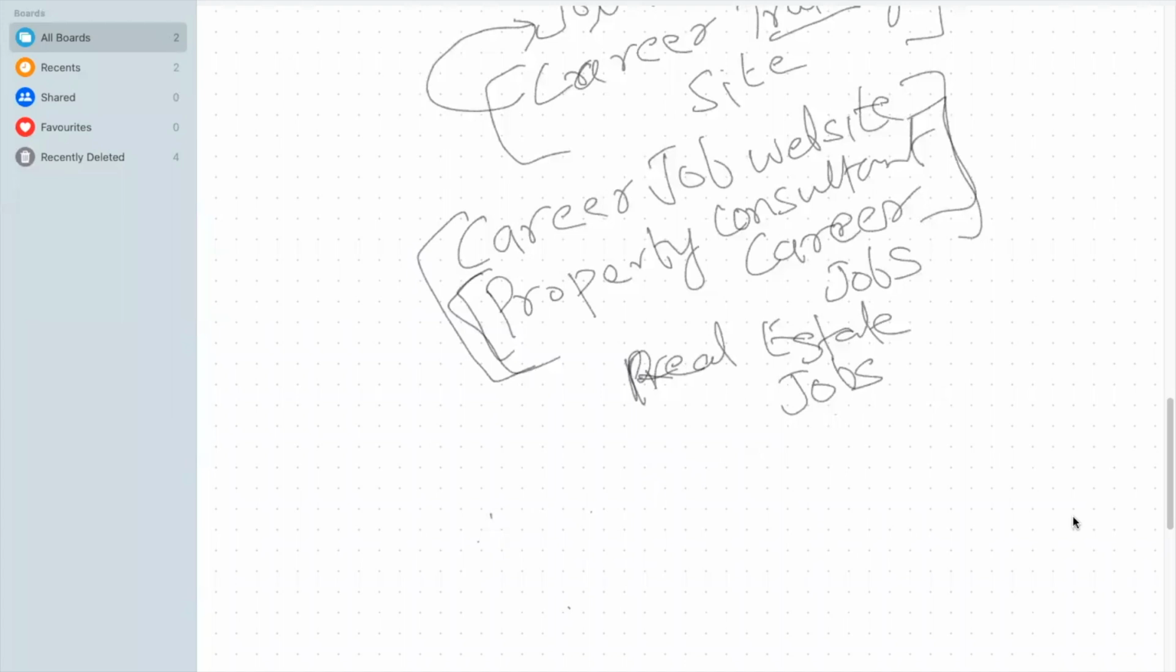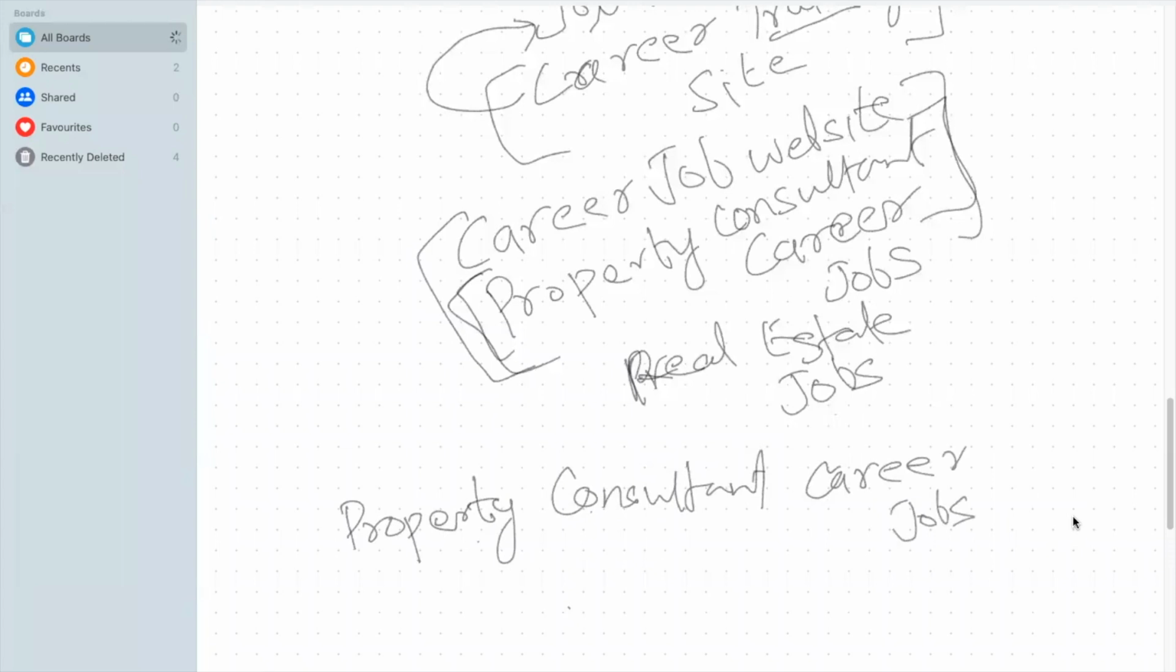So if the query is property consultant career jobs, whichever term I want to compulsorily come, then only my ad should trigger. I'll put a plus in front of that: I want property, I want career, I want jobs. So this is called a broad match modifier.